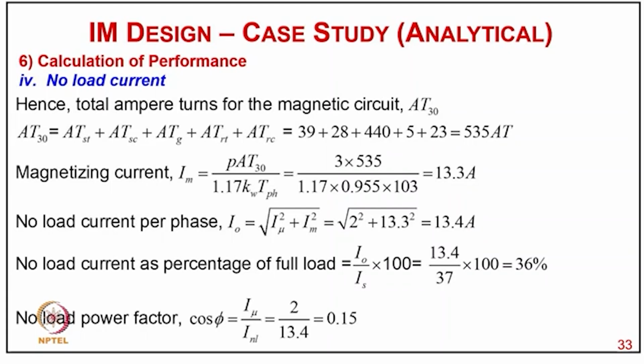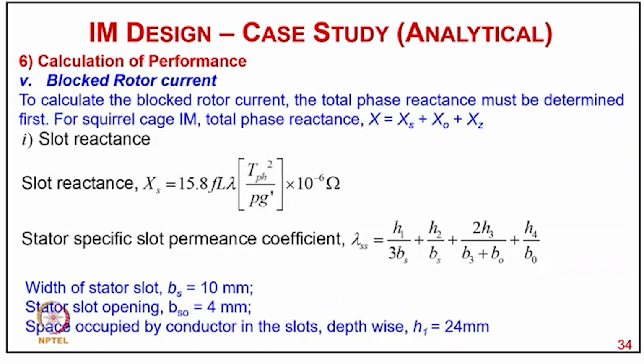So now the no load per phase current will be I0 equal to under root of I_c square, that is the core loss component, plus this magnetizing component of current Iμ square. It comes to under root 2 square plus 13.3 square, which is 13.4 ampere. And no load current as a percentage of full load current is I0 upon IS into 100, that is 13.4 divided by 37 into 100, which comes to 36%. So now the no load power factor is I_c upon I_NL, so it comes to 2 upon 13.5, that is 0.15, as the no load power factor, which is usually quite low.